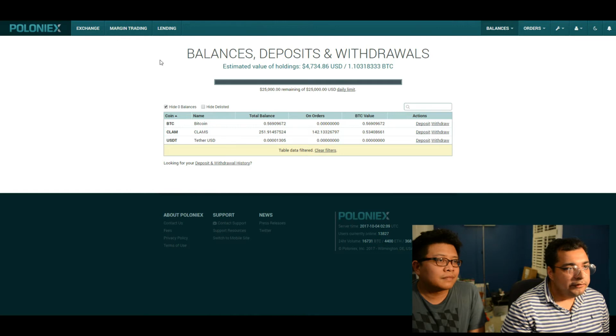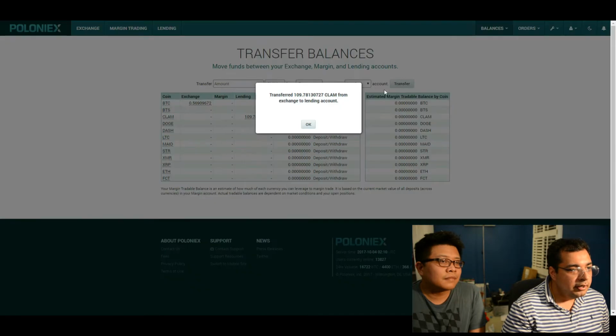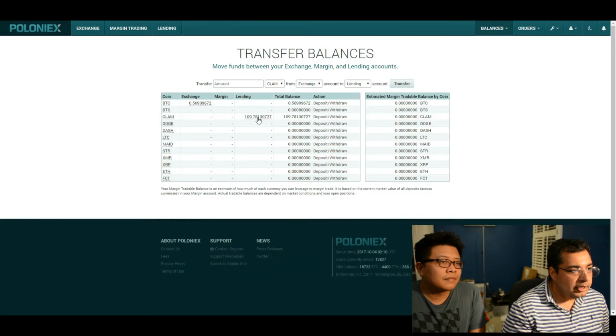To start lending, first you need to move your balances into your lending category. So you go to transfer balances section. Right now I have 0.56 Bitcoin in my exchange and 109 clams on my exchange. So I'll move my clams from the exchange to lending and do a transfer. It commits the transfer and gives you a lending amount. Then I'll move my Bitcoin from the exchange to lending as well. I'll click on the amount of Bitcoin and do transfer, and now both will be available for lending.